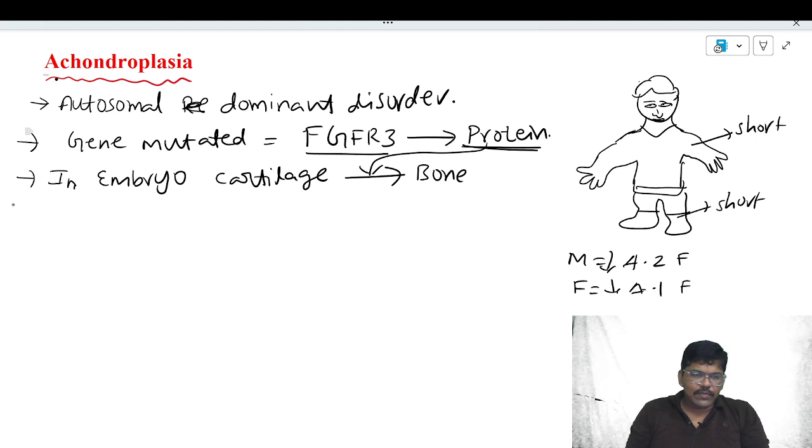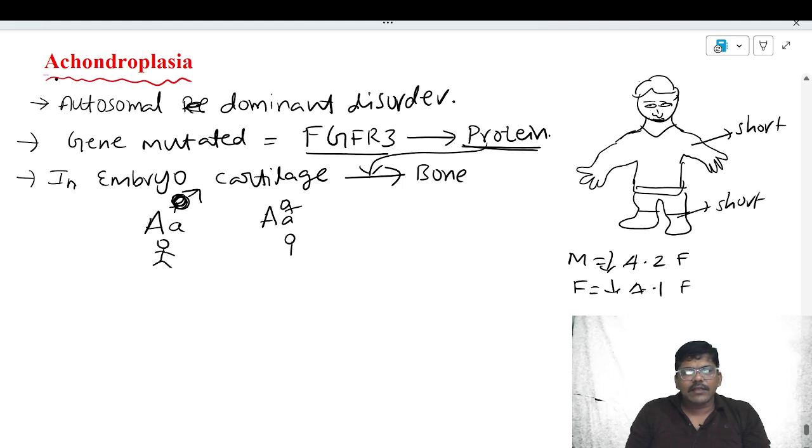Then if you see the genotype of achondroplasia, when it happens, we will see that also. It is an autosomal dominant disorder, hence in both the heterozygous condition and the homozygous condition we can see the disorder. Here the first one is a male, the second one is a female, both with heterozygous condition, which means both have the disorder.